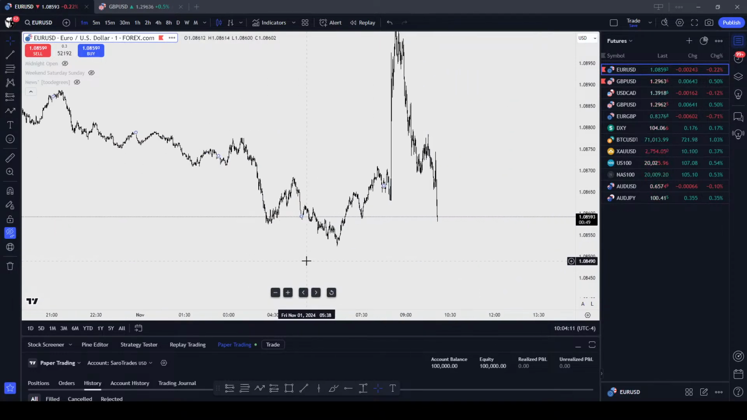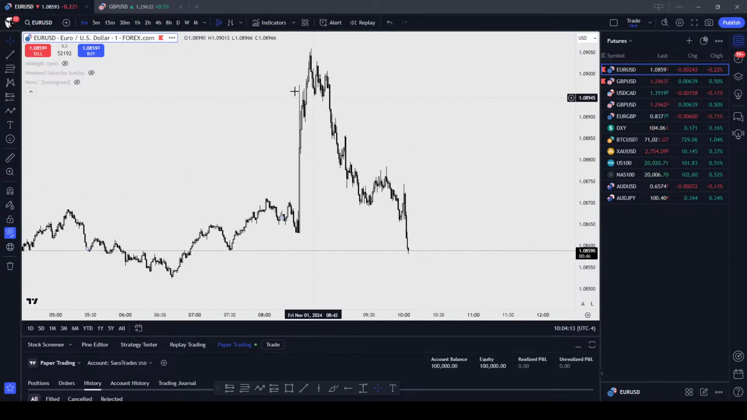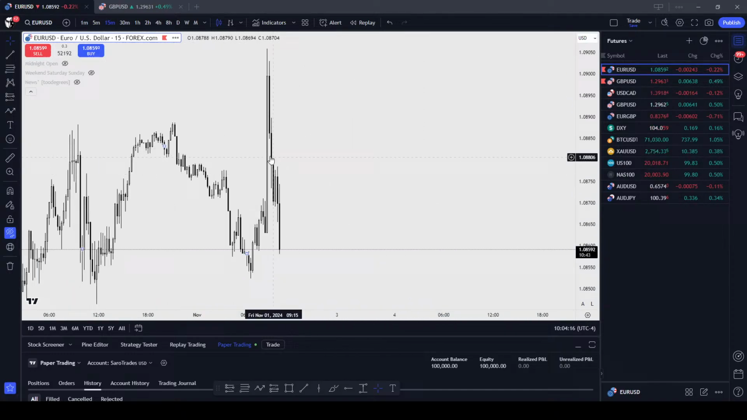You were waiting for price to go into that 15-minute gap. I don't know which gap you're talking about. I guess you mean right here on your right.